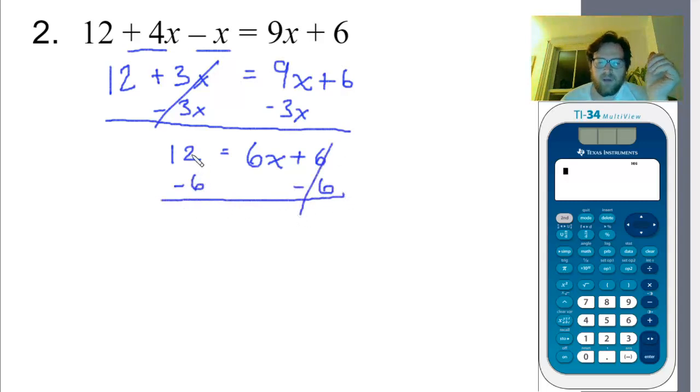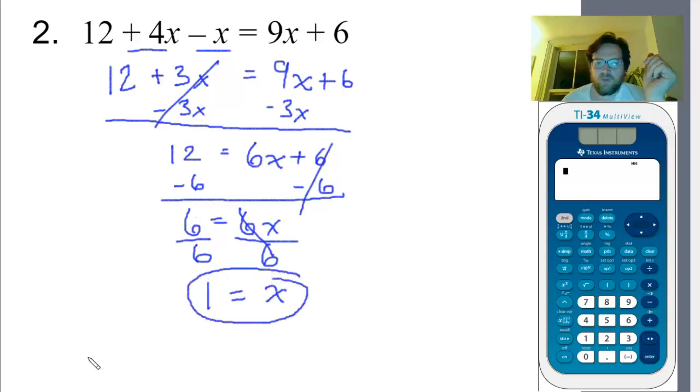That cancels out. 12 minus 6 is 6, and you actually get 6 equals 6x. Well, this is nice, because if you divide both sides by 6, 6 over 6 is just 1, so this is 1x, and 6 over 6 is just 1. So you get x equals 1. So there's one solution to this equation, and it's x equals 1.